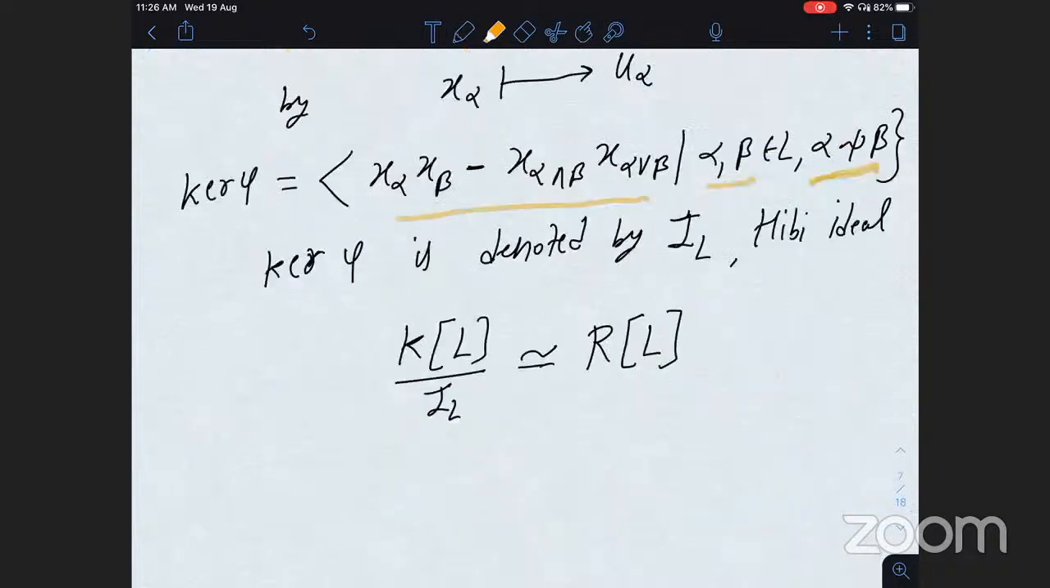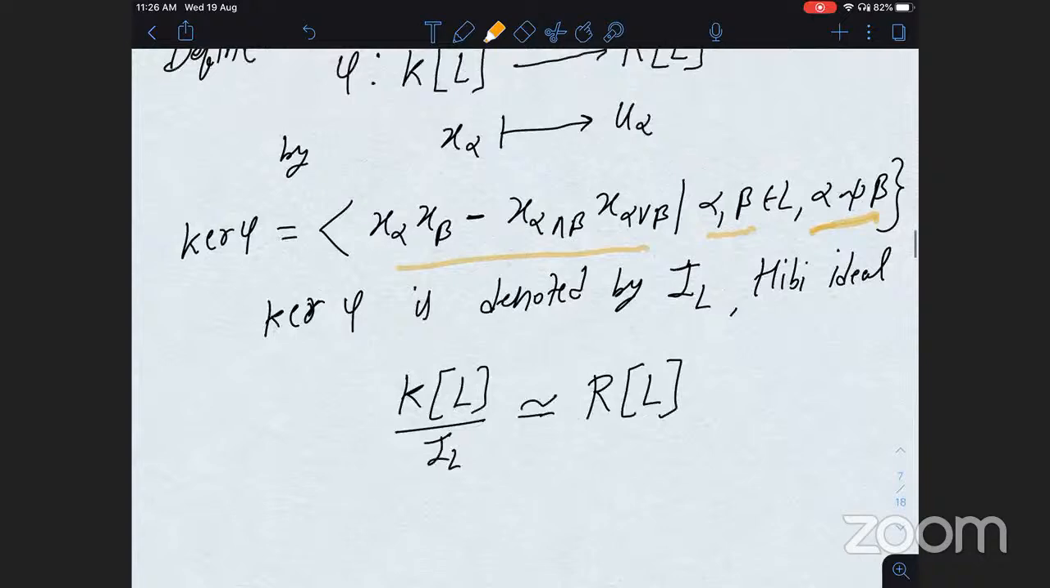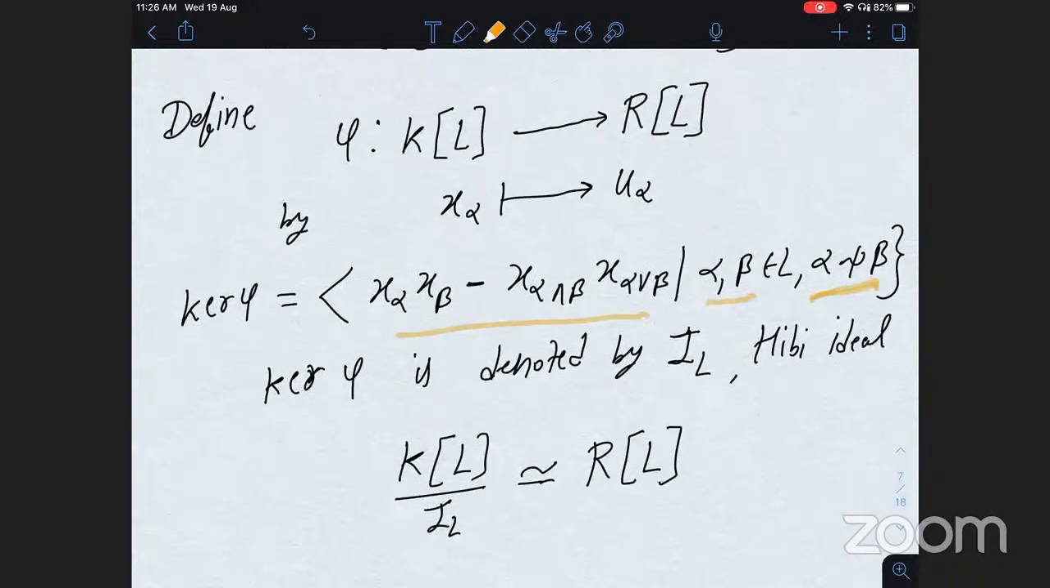So the kernel of this map, we denote by I_L, and we call this the Hibi ideal. Note that this map is a surjective map because R_L is generated by the monomials U_alpha. So then R_L will be isomorphic to K[L] over I_L. If you remember the statement of the conjecture, there we had a standard graded polynomial ring, and the ideal should be generated by quadratics. So here my Hibi ideal is generated by degree 2 homogeneous polynomials.